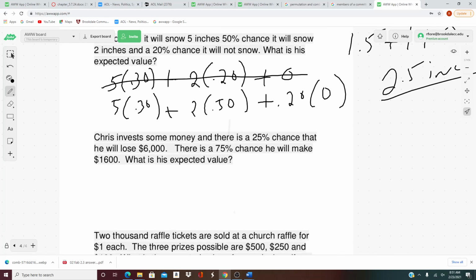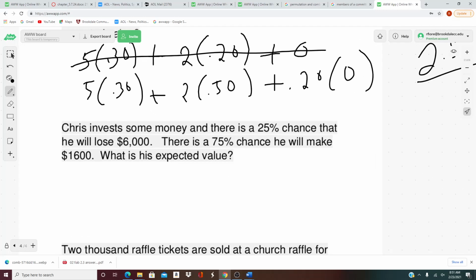Chris invests some money, and there's a chance that he'll make money or lose money. This is very commonplace when we're dealing with investing. It'd be nice if we knew these actual percentages. Usually people calculate them based on trends and the like. Chris invests some money, and there's a 25% chance that he will lose $6,000. That's a negative. There's a 75% chance that he's going to make $1,600.